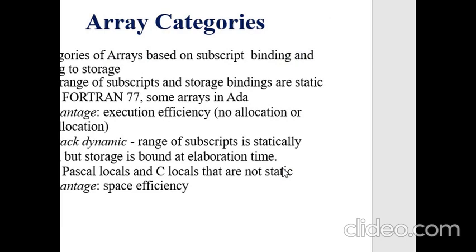There are different types of array: single dimensional array, two dimensional array, multi-dimensional array. Single dimensional array means only one subscript. Suppose, for example, int a[]. That is an array declaration.